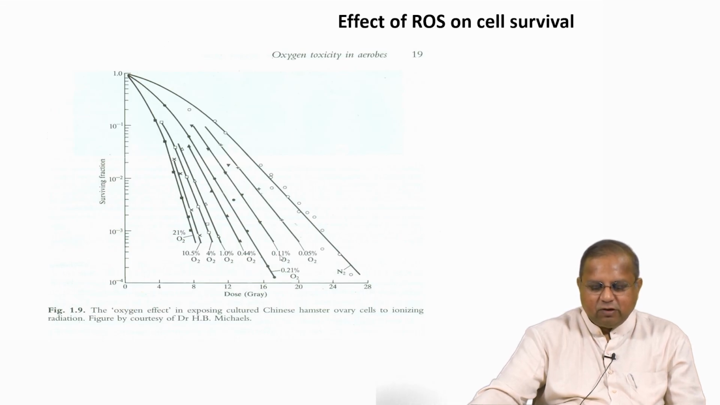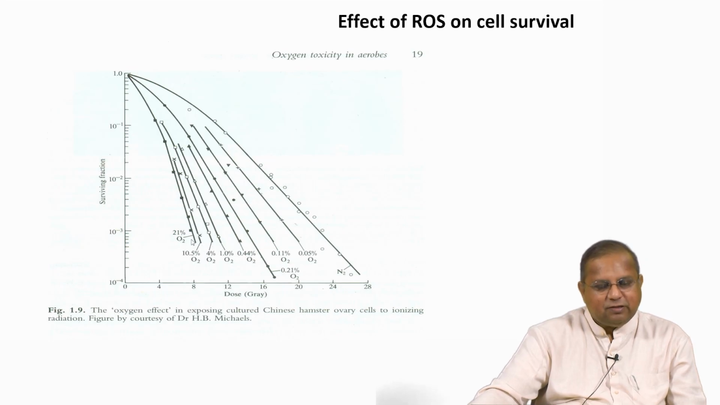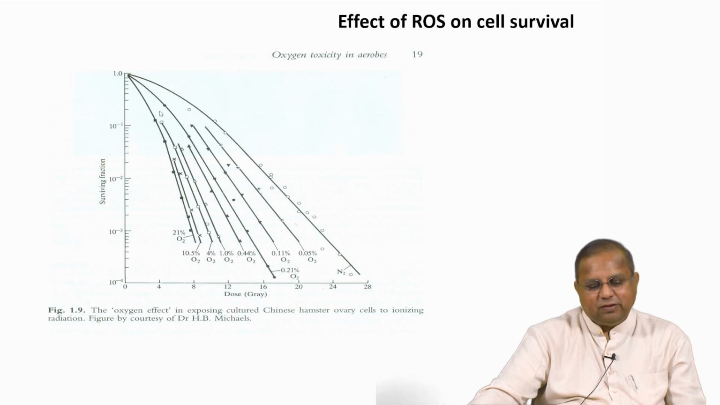So, 0.05% oxygen, 0.11% oxygen, 0.21% oxygen, 0.21, okay, not air. This is 0.44, 1%, 4%, 10.5%, and this is air, 21% oxygen. So, the effect can be quite drastic on cells, and it very clearly shows the reactive oxygen species damage that it can do. Of course, this is shown as its ability to take in a radiation, but this gives you an idea as to the toxic effects of reactive oxygen species.